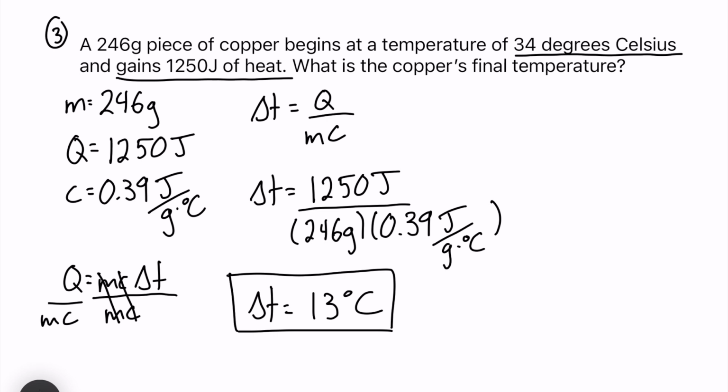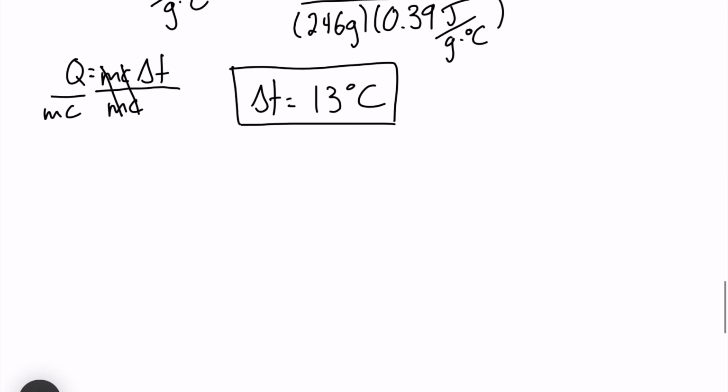And we have to take it one step further because the question doesn't ask for the change in temperature, it asks for the final temperature. So I'm going to go ahead and write a quick formula for that. The final temperature equals our T initial, or initial temperature, plus our change in temperature should equal our TF. So let's go ahead and input our values here.